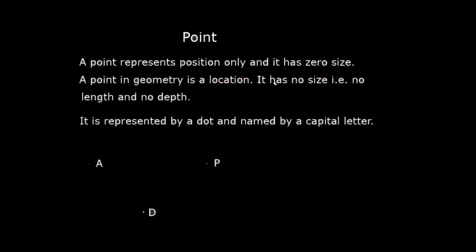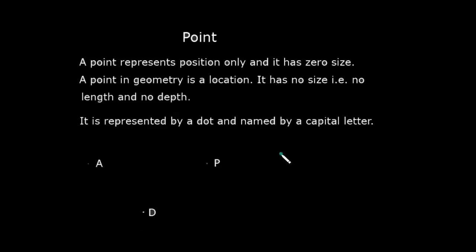Point. A point is the most fundamental object in geometry. A point represents position only and it has zero size. Means a point in geometry is a location. It has no size, for instance no length, no depth, no weight. It is represented by a dot and named by a capital letter. This is point A, this is point B, and this is point D.